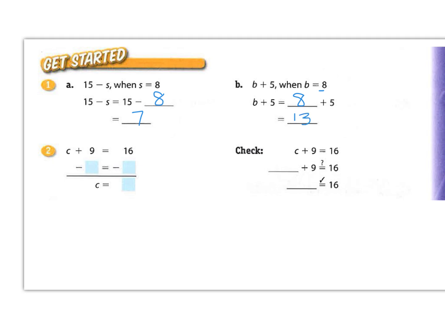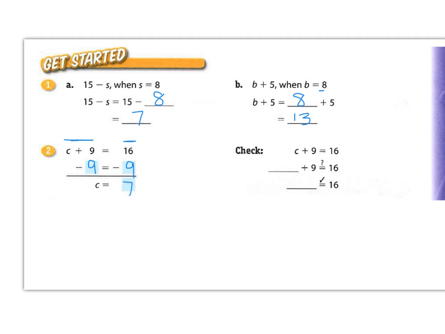Okay, here we're going to do a little bit more algebra. For this addition equation, we have c plus 9 equals 16. We want c to be all by itself. So we are going to subtract 9. But if we subtract 9 from this side of the equation, we also have to subtract 9 from this side. So if we do minus 9, we're left with c, and then 16 minus 9 is 7.